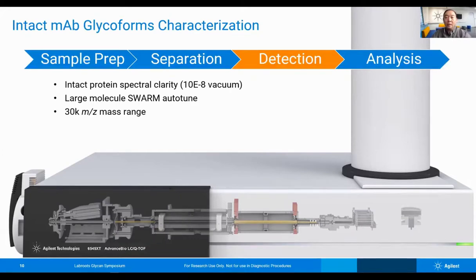Now, since we can see a higher m/z ion, we extended the mass range all the way up to 30,000 m/z.